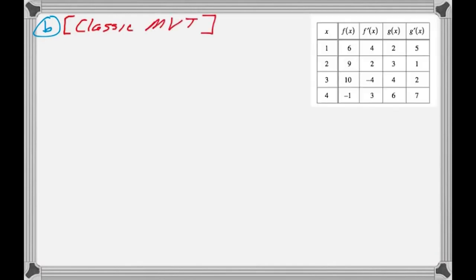The next question is actually just your classic mean value theorem question. We have to explain why the derivative equals some particular value. And I put the table in here again, but it turns out that we already calculated the values that we need. So we're trying to show that h prime of c equals negative 5 for some c in between 1 and 3. So to use the mean value theorem, I need h to be differentiable.